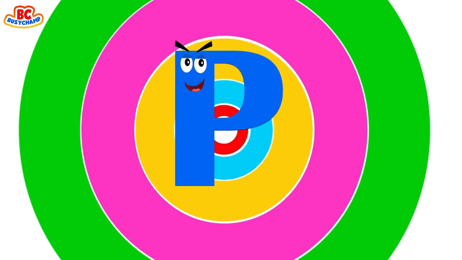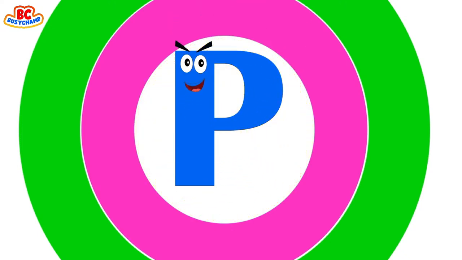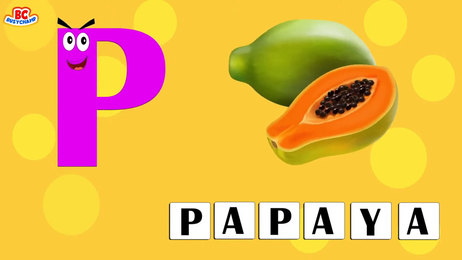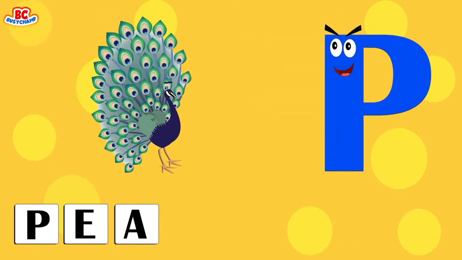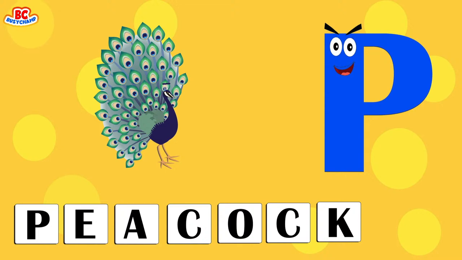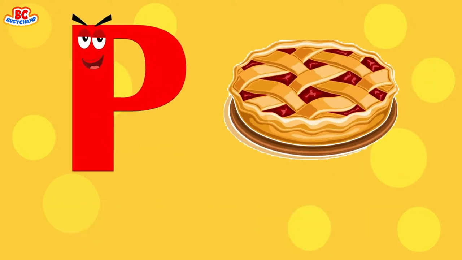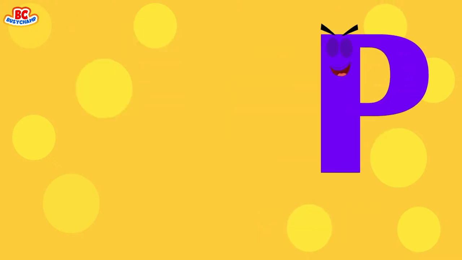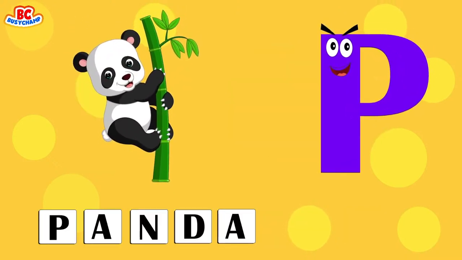Here comes the letter P. P is for papaya. Pa, pa, papaya. P is for peacock. Pa, pa, peacock. P is for pie. Pa, pa, pie. P is for panda. Pa, pa, panda.